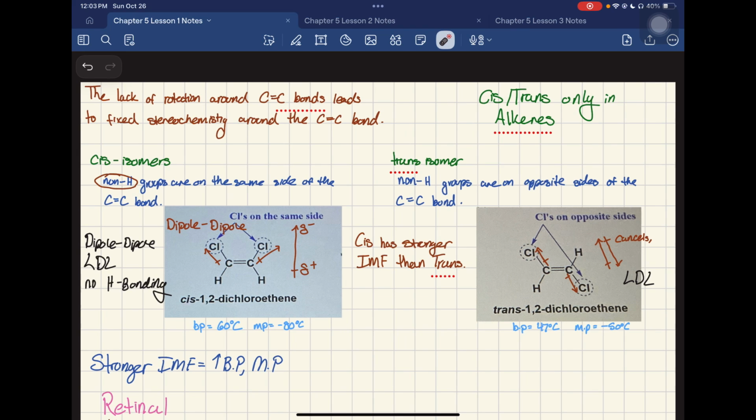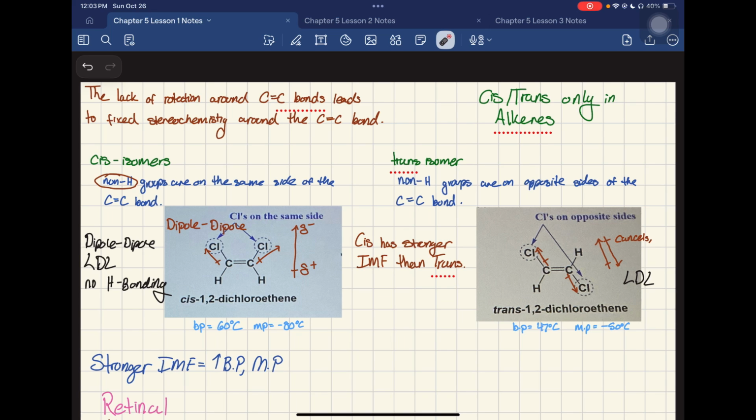So because we have cis and trans, we have to consider how intermolecular forces are impacted. If you take a look at these two, the only difference between them is that one is cis and one is trans. Let's take a quick look at cis isomers. That's when non-hydrogen groups are on the same side of the carbon double bond, right? And so the chlorine and the chlorine right here are on the same side. On the right side over here, we have trans isomers, and that's when non-hydrogen groups are on opposite sides of the carbon double bond. You can see chlorine and chlorine are on opposite sides.